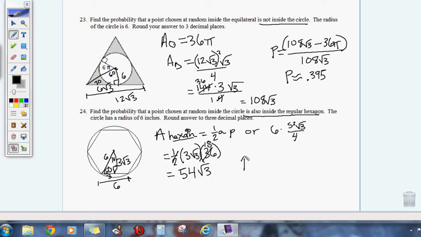To find the probability, we just found our numerator, which is 54 times the square root of 3, and the denominator is really simple because the whole figure is a circle with radius of 6. So the area of that is pi r squared, which is 36 pi. When we divide that, it comes out to 0.827.